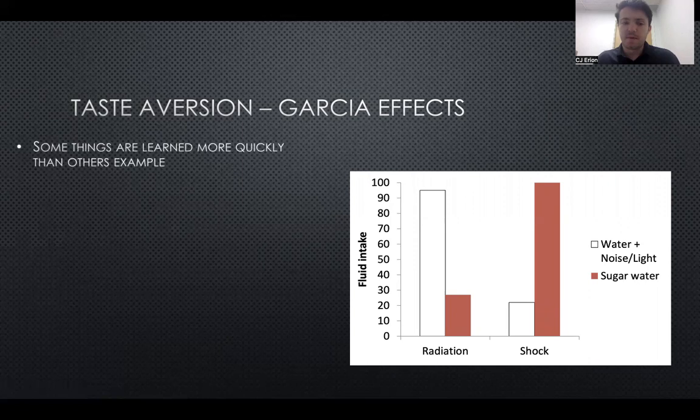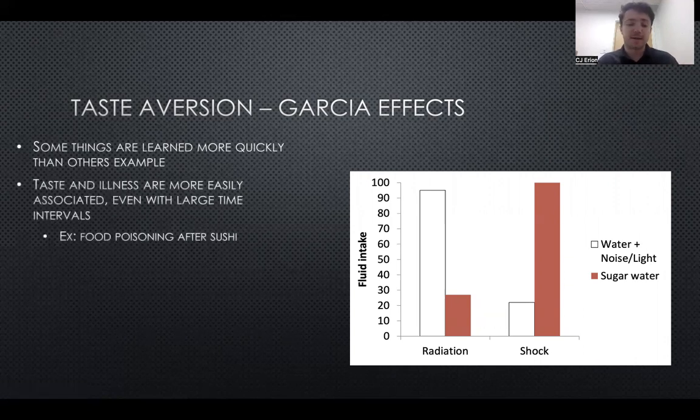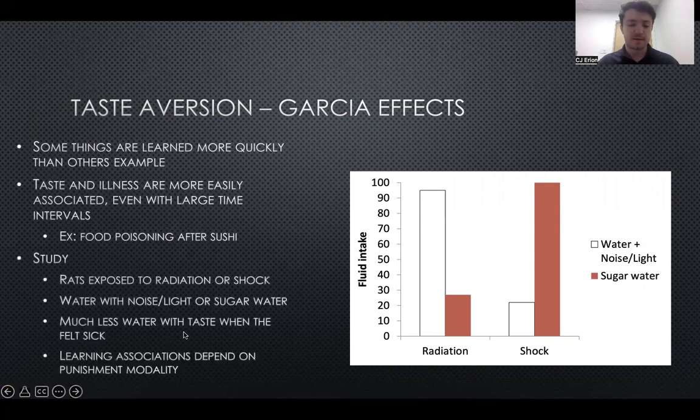Last slide here for this section. Just want to point out an example of how some things are learned more quickly than others. We see this in taste aversion, also called the Garcia effect. And so we see that taste and illness are more easily associated than some other associations, even with large time intervals. So maybe we'll have our own personal examples of that. Like if you got maybe food poisoning or felt sick after sushi or something, it's likely that you went a very long period of time, if not forever, without wanting to eat sushi again. Or if the first time you drank, you went a little overboard with one type of alcohol and now you can't drink vodka anymore. That would be another example of this.